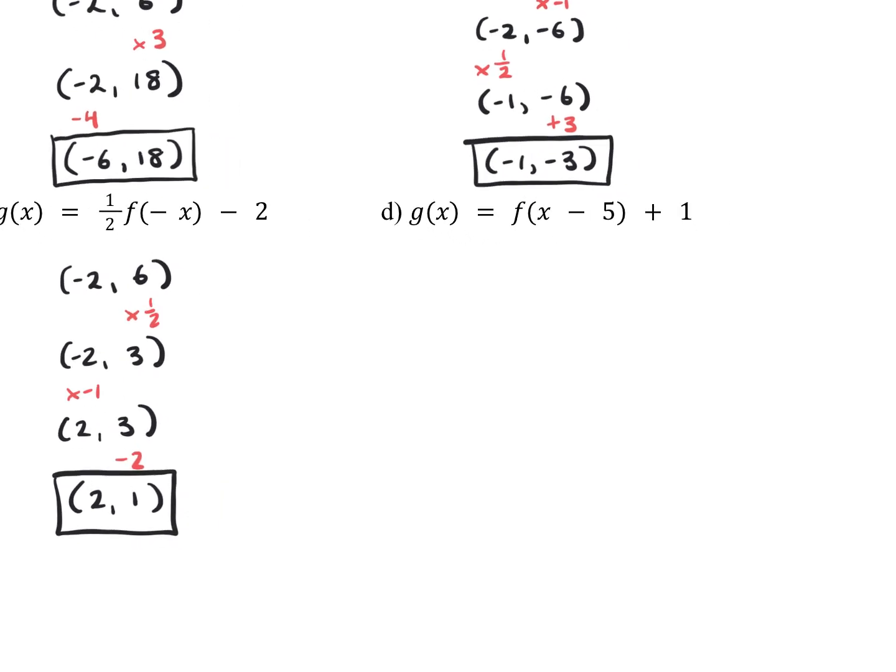All right, last, I only have addition or subtraction, so it doesn't matter which one you do first. As long as you're doing multiplication first, after that it doesn't matter. So here, this is a horizontal translation to the right 5. So I know this says -5, but I have to do the opposite and actually add 5 to my x value. So 3, 6, and then I have a vertical translation up 1, so I add 1 to my y value. So 3, 7.